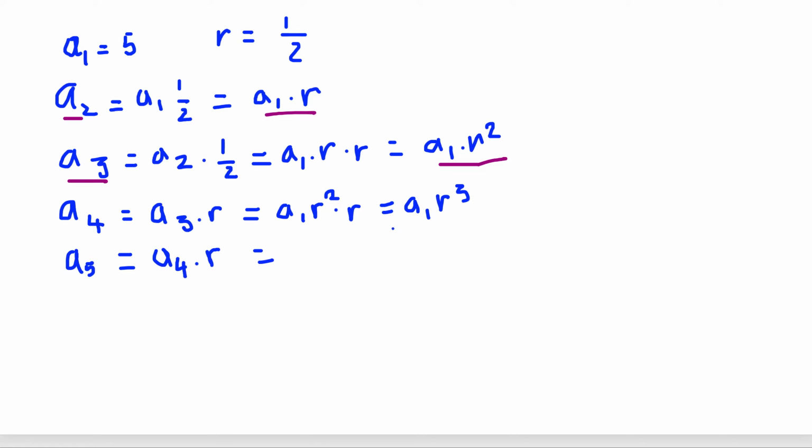And again, A4 is equal to A1 R cubed, so A5 is A1 times R cubed times R. And now A sub 5 is equal to A1 times R to the fourth.